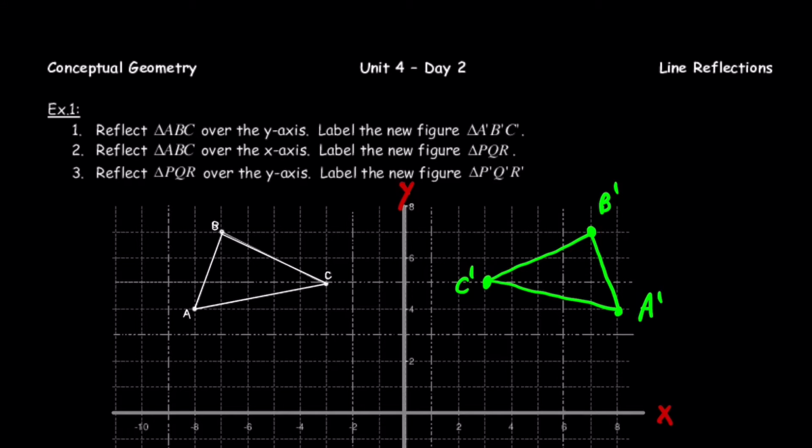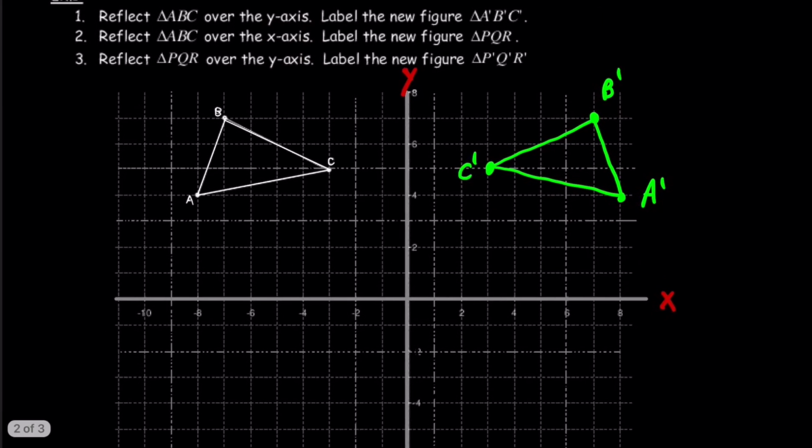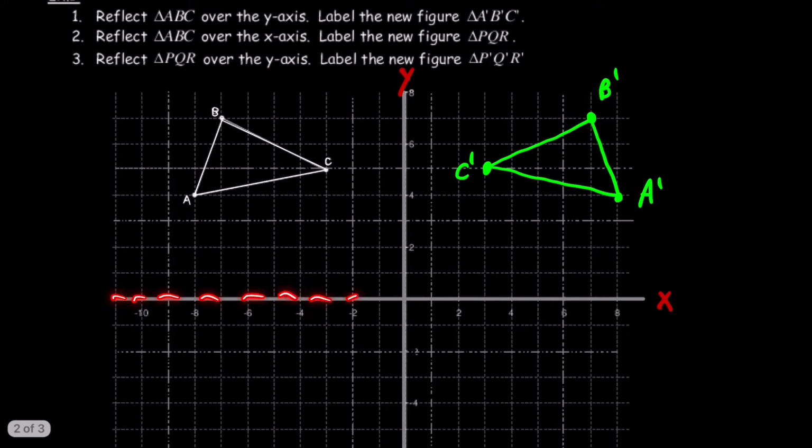And I've just reflected that. I've labeled a new figure, A prime, B prime, C prime. Great. Now it wants us to take triangle ABC. So again, I'm starting with this one. Now I'm going to reflect it in the x-axis. Okay, so now I'm folding my paper on this axis. So it's the same concept.